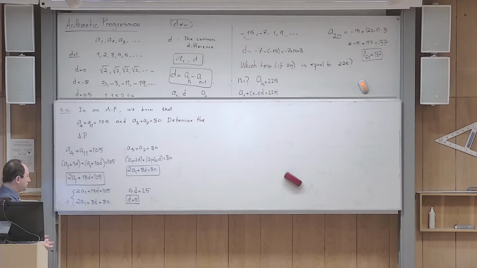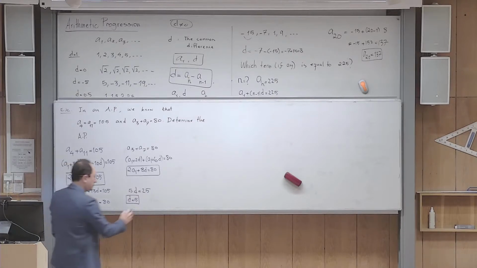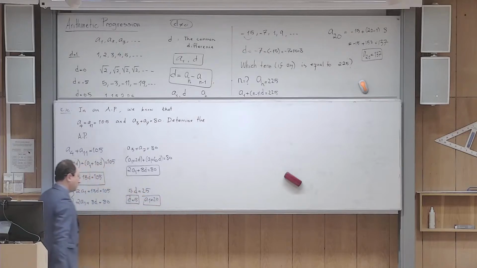And now when I have D, I put it in this equation with the smaller numbers to find A1. It doesn't matter where you put it. If I put D here, 8 times 5 is 40, and I move 40 to the other side, it will be 40 again, and I divide by 2, so A1 becomes 20. Yes? This is very simple, so let us not waste time. So A1 is 20.